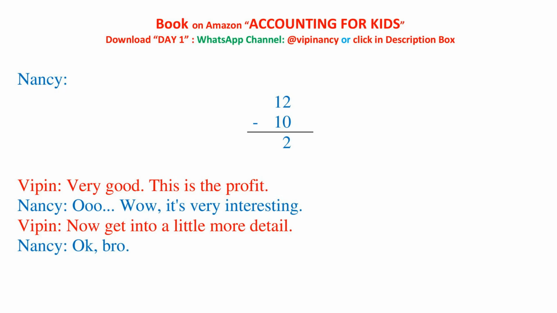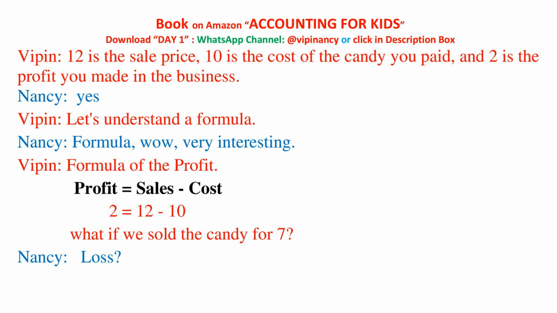Nancy. Oh, wow, it's very interesting. Vipin. Now let's get into a little more detail. 12 is the sale price, 10 is the cost of the candy you paid, and 2 is the profit you made in the business. Let's understand a formula. Nancy. Formula. Wow, very interesting. Vipin. Formula of the profit. Profit equals sales minus cost. 2 equals 12 minus 10.